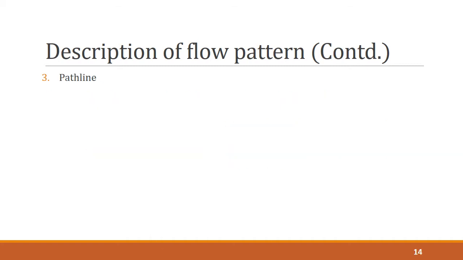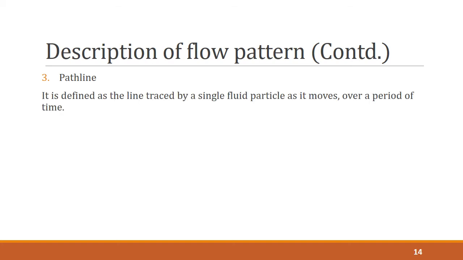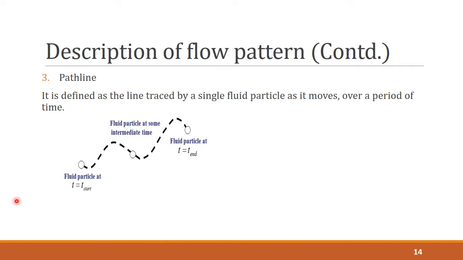Next is path line. The path line is the simplest flow description pattern of all of them. It is the path or the line traced by a single fluid particle as it moves over a period of time. So if this is the path of the fluid particle at t equal to t start, and this is the path of the fluid particle at some intermediate time, this is the particle at end, and the path followed by the particle. So this is basically the path line. Now path line can also have these loops coming in between, depending on how the fluid particle is moving.